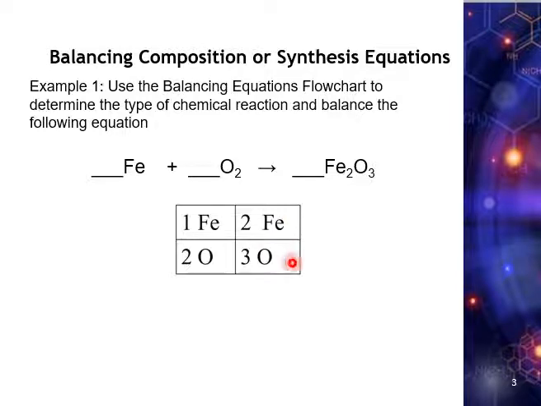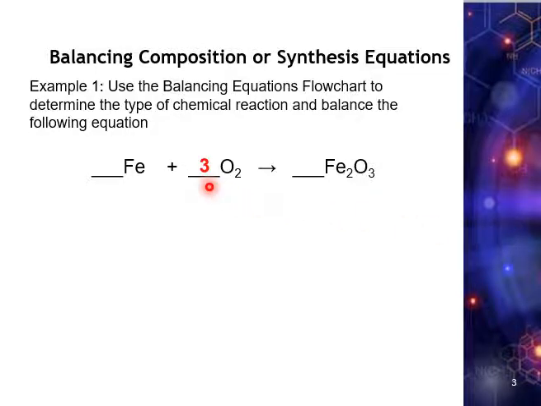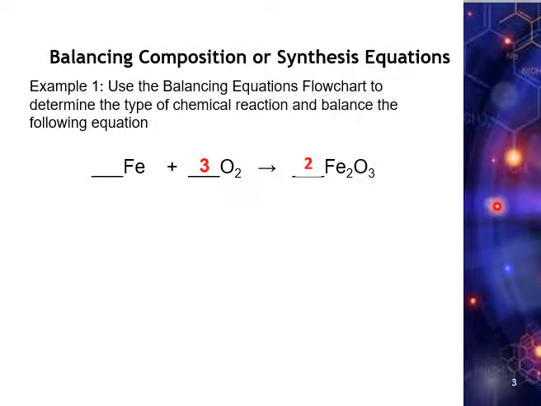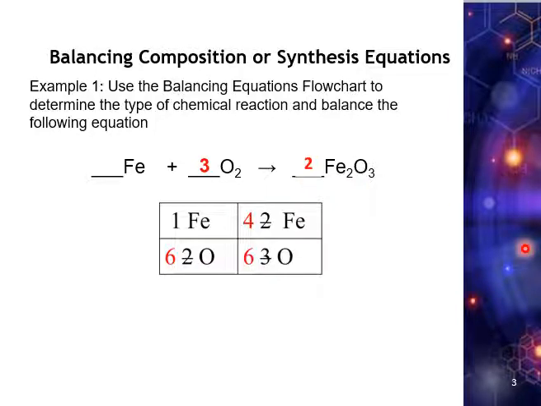Normally, I leave oxygen last, but because I have a 2-3 situation, I know that my oxygen is going to have to be balanced to the least common multiple, which is 6. So I start by multiplying my oxygen on the left side of the equation by 3. Now I have 6 oxygens. Then I will multiply Fe2O3 by 2, my iron 3 oxide. And now I have 6 oxygens, and 2 times 2 is 4 irons.